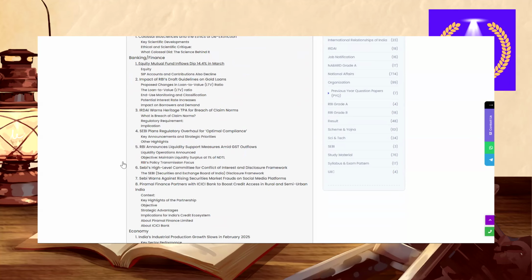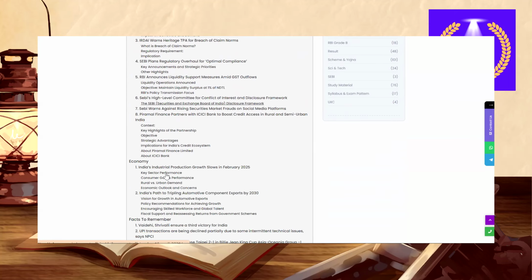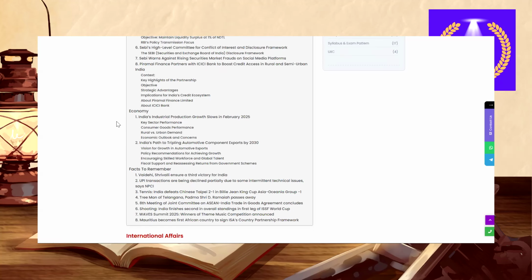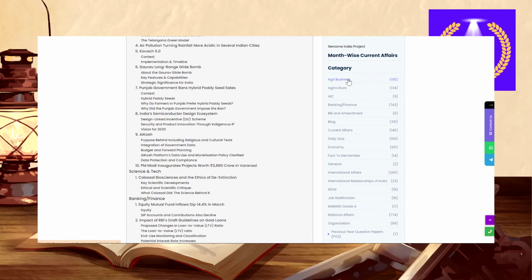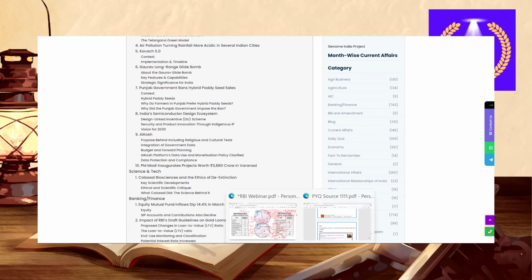This is the part that we cover from various sources. 7 to 8 financial daily newspapers are the sources from which we cover it. Then there is an economic section, a different section, and we also have an agri-business section related to agriculture. You can find blogs, banking and finance news, bills and amendments, and agriculture news. That will obviously help you in preparation for NABARD.